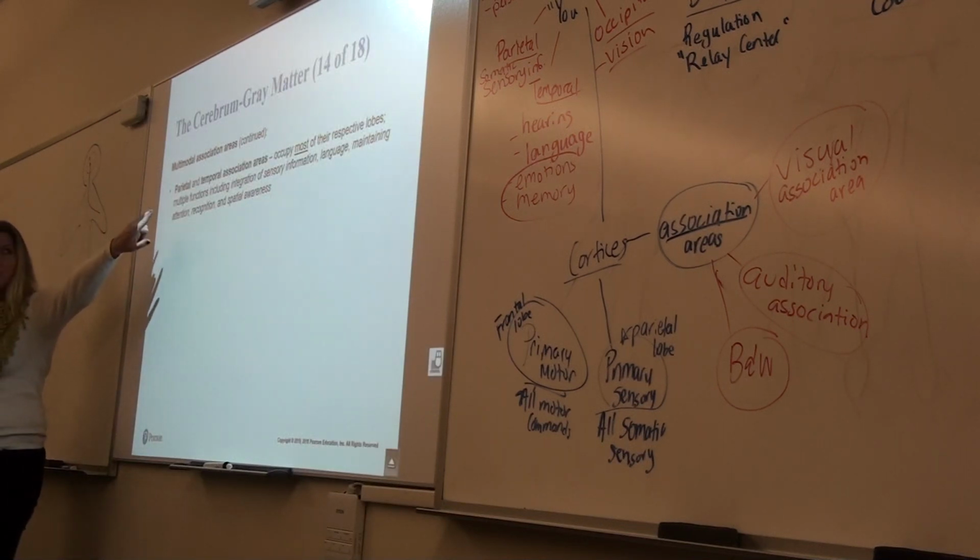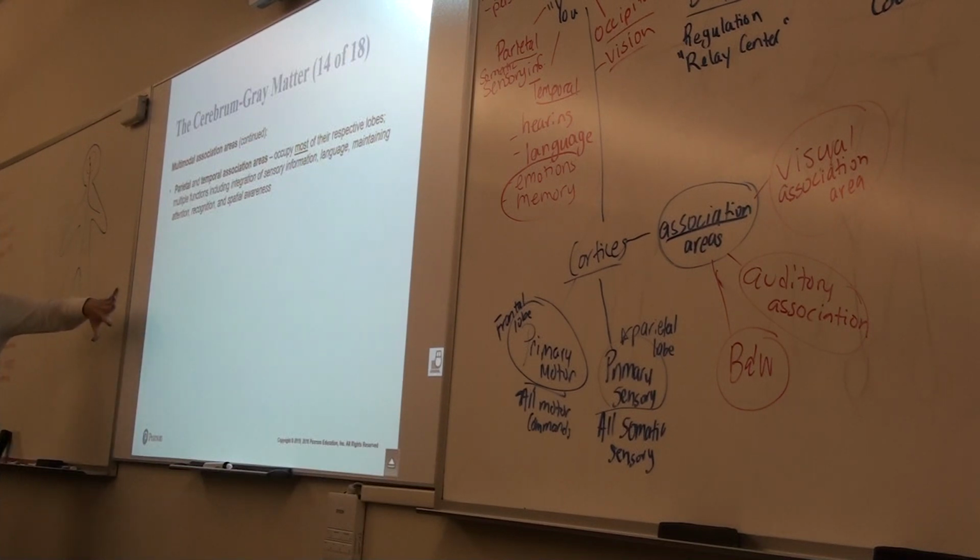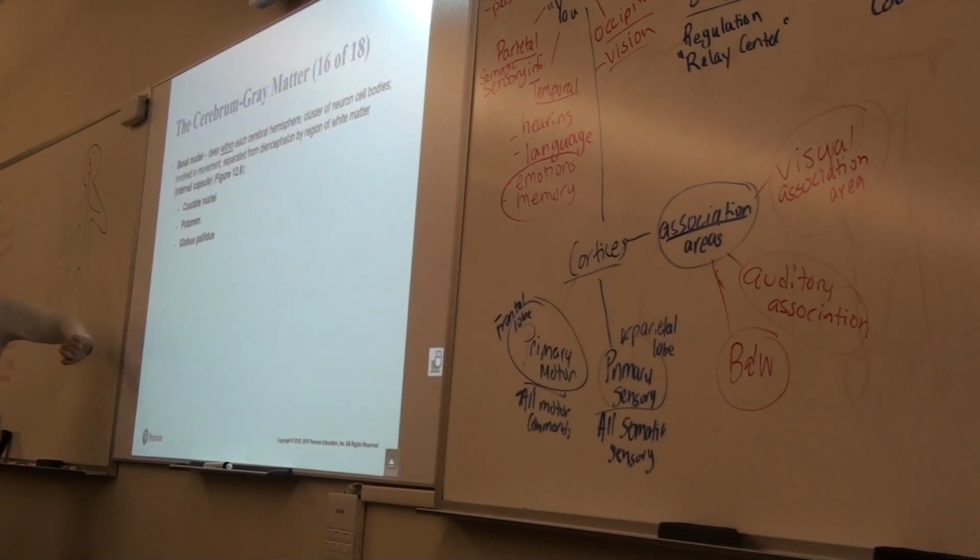The parietal and temporal association areas are mostly for our special senses, but they also give some spatial relationships, like where you are and how close you are to people, that type of thing. So that was all cortex stuff, right? Outer cortex stuff, the outer edges of the brain.